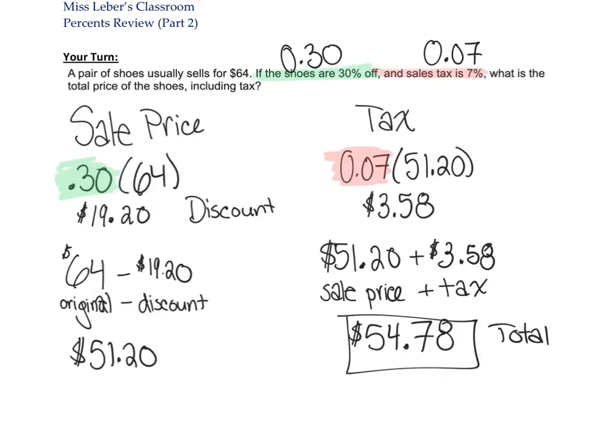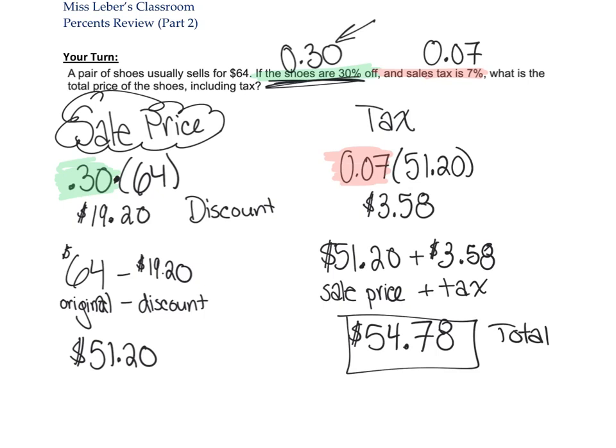Alrighty, so this question again is in the exact same format as the last one. First step would be to find that sale price, and in order to find that sale price, you're going to take the original price and subtract the discount. How do we find the discount? Well, it told me the shoes were 30% off, which as a decimal is 0.30. Again, you can use your handy dandy calculator, or you can just move the decimal point yourself. So I need to do 0.30 times the original price of the shoes. Well, 0.30 times 64 is $19.20.